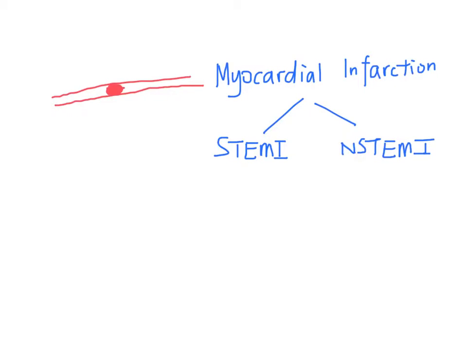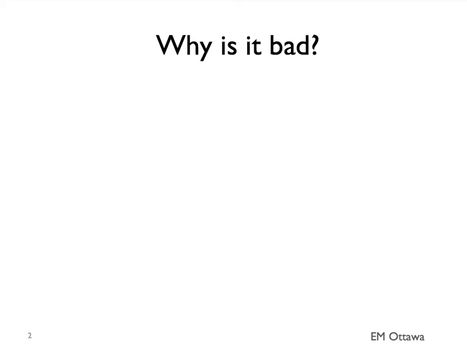ACS also include ischemia to the myocardium, that is, decreased blood supply to the myocardial cells that does not lead to myocardial cell death. Why is acute coronary syndrome bad? ACS is associated with high mortality, and therefore we want to diagnose it early.